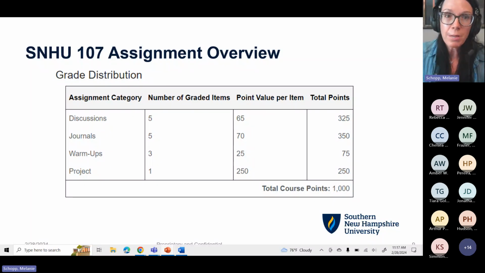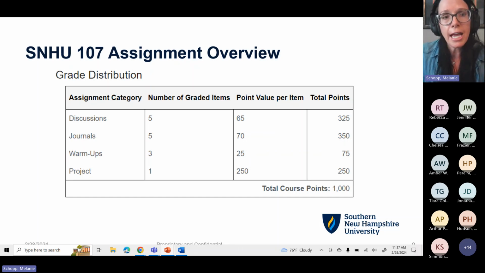The other really important thing about your very first week is that the initial discussion post is due by Thursday, 11:59 p.m. East Coast time. So know your time zones. After week 1, it moves to your time zone, but just pay attention to that very first Thursday post, okay?